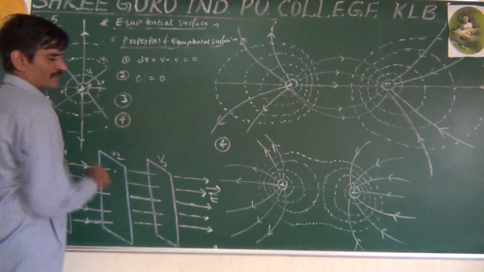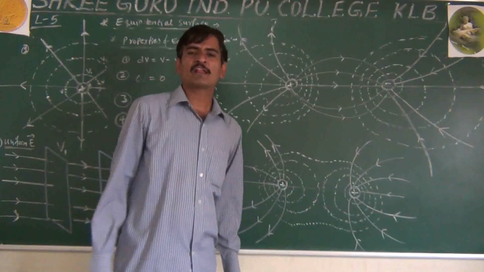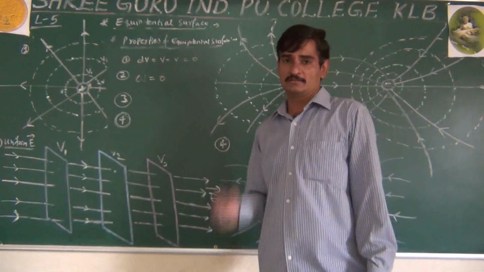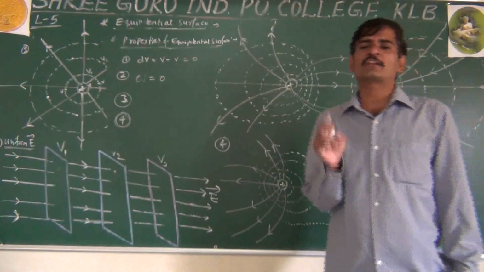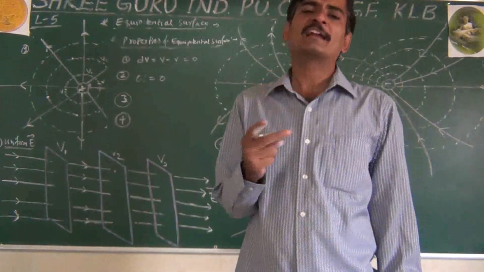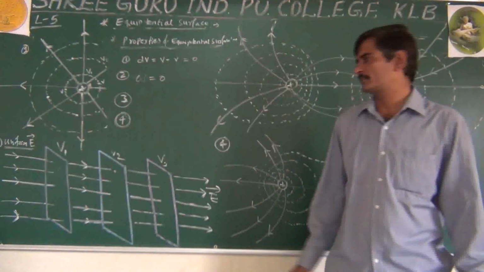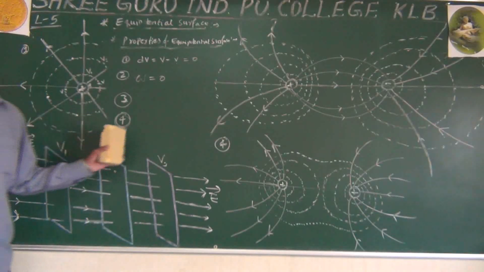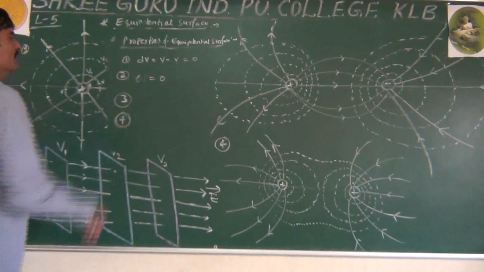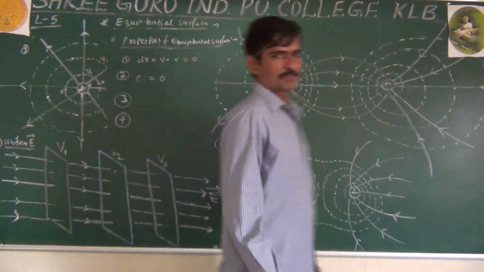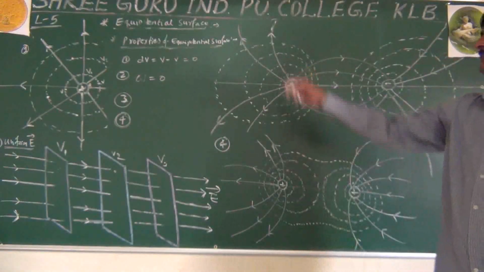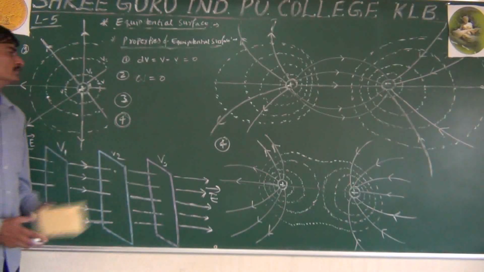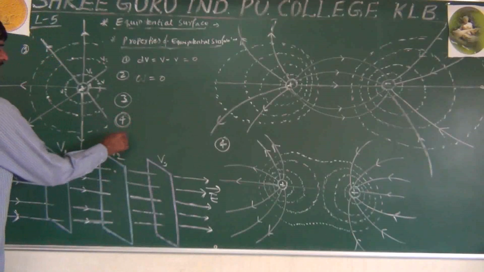If two equipotential surfaces intersect each other, then at the point of intersection there will be two values of electric potential, which is not possible. That's why two equipotential surfaces do not intersect each other. Understood? So these are some properties of equipotential surfaces. Write the properties of equipotential surfaces. Four properties; further you can write one more if you want.